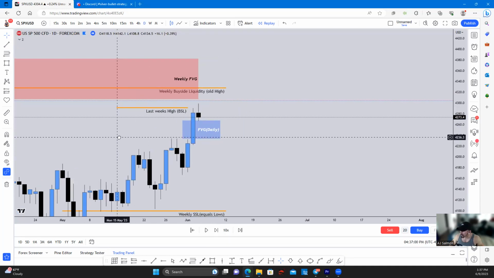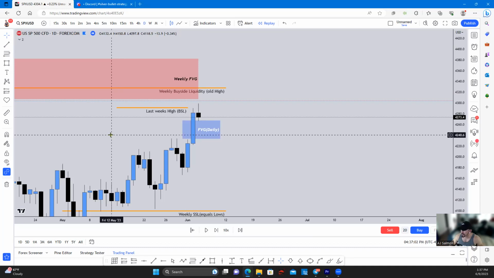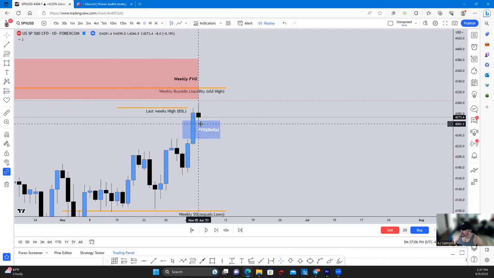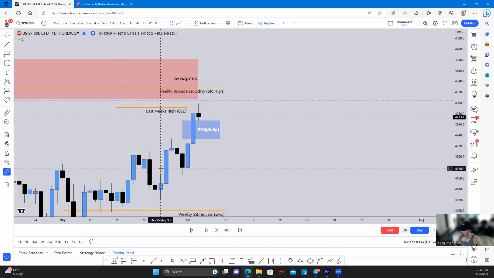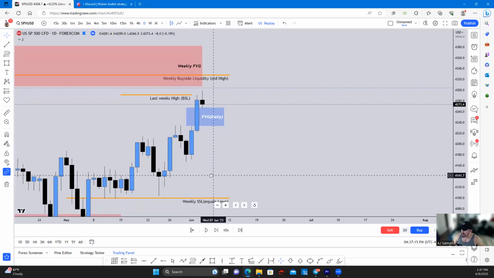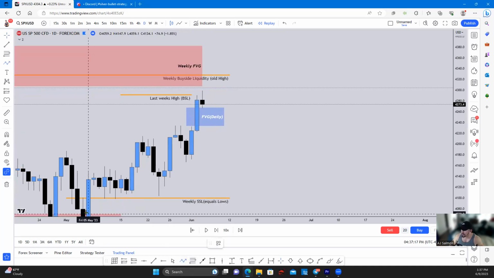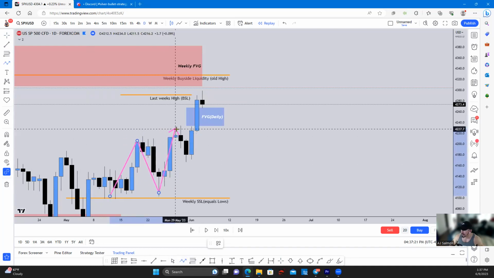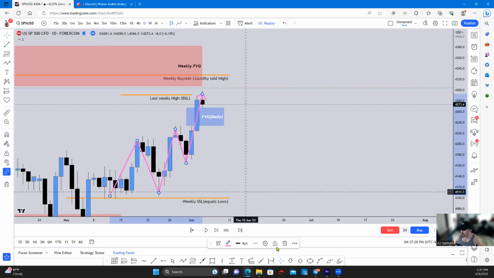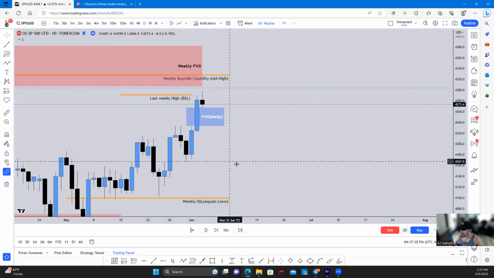Okay. We're not in the business of picking tops and picking bottoms. So that being said, our bias here on the daily, meaning your daily bias or your daily opinion or projection for the rest of the week, based off of this price action, right? We have low, high, higher low, higher high, right? We're creating market structure to the upside. So our trend is up.